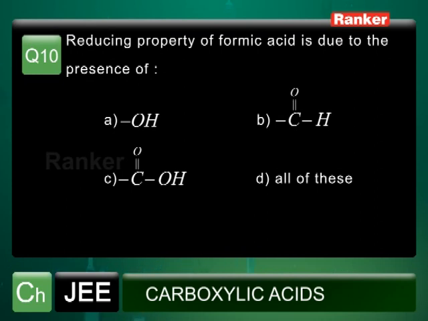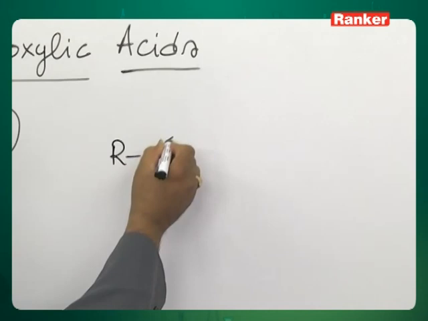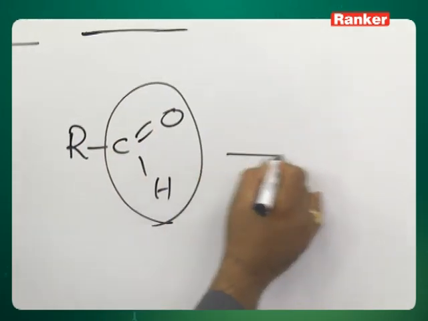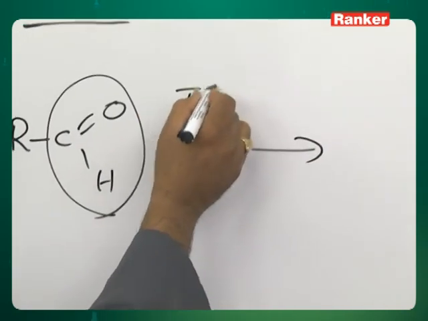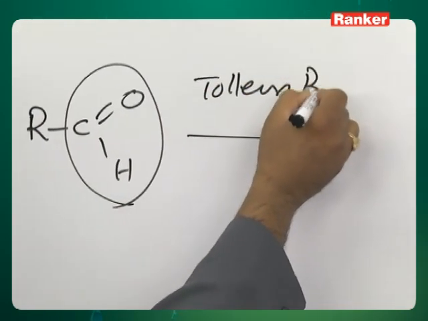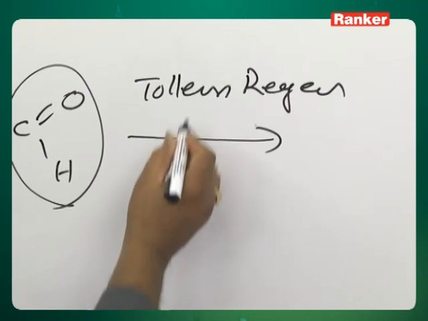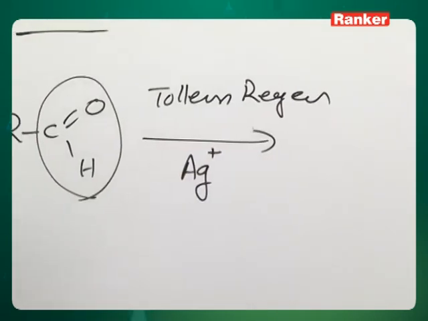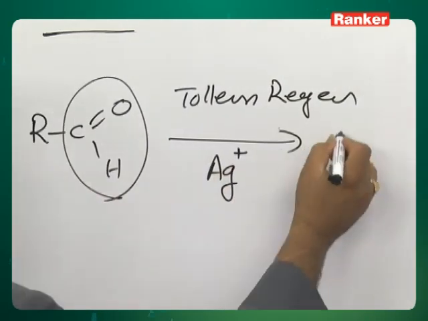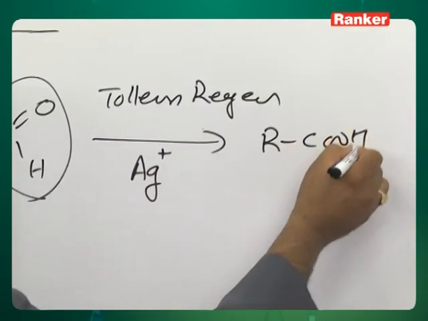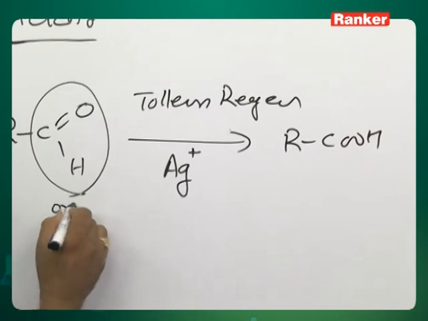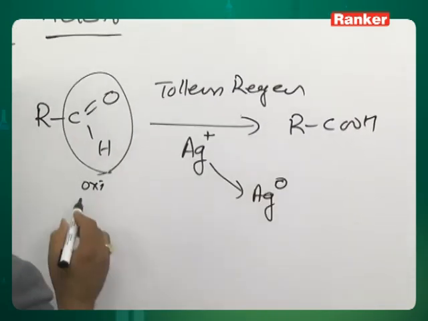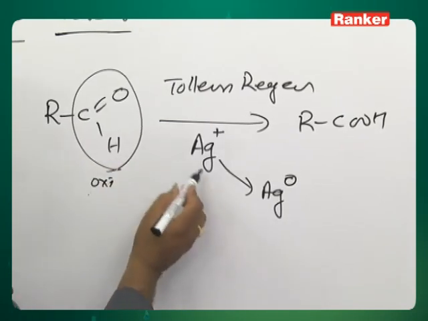What is reducing property? RCHO is an aldehyde function, isn't it? Generally, we add Tollens reagent. What does Tollens reagent contain? Silver nitrate, Ag+ will be there. So this compound is oxidized to carboxylic acid, and the silver is reduced to silver metal, Ag(0). So this compound is reducing the silver.